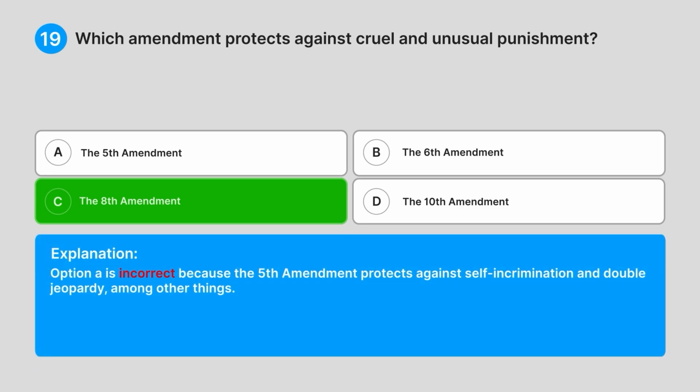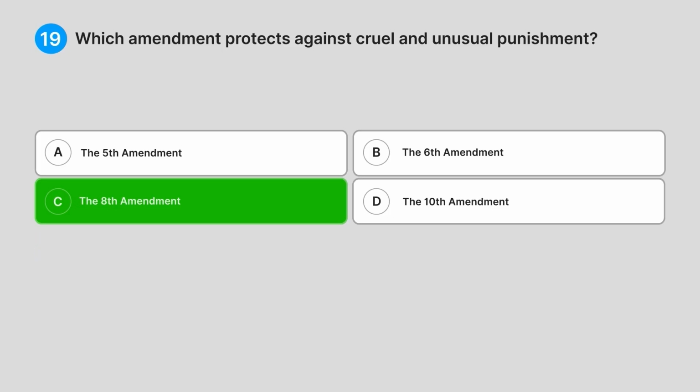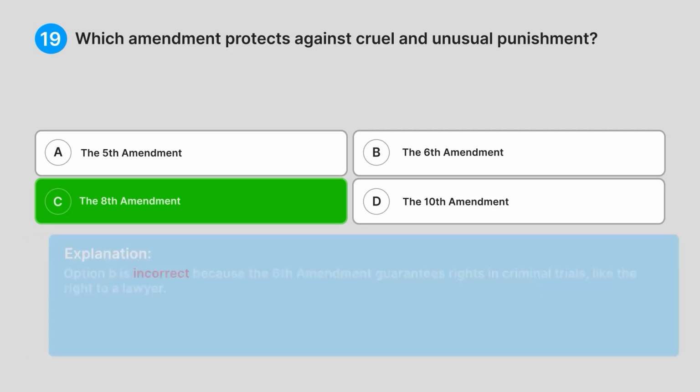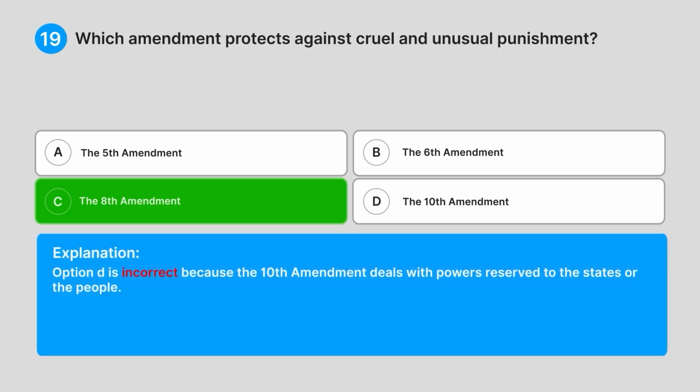Option A is incorrect because the Fifth Amendment protects against self-incrimination and double jeopardy, among other things. Option B is incorrect because the Sixth Amendment guarantees rights in criminal trials, like the right to a lawyer. Option D is incorrect because the 10th Amendment deals with powers reserved to the states or the people.